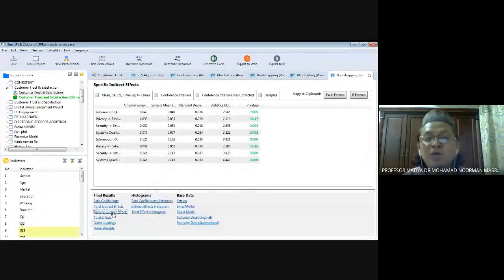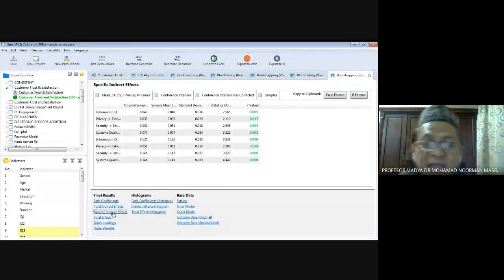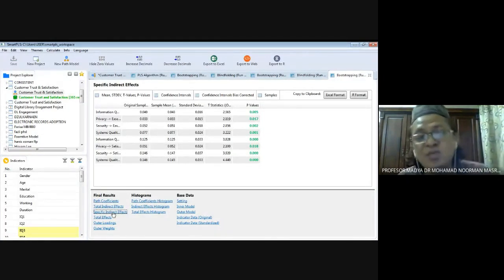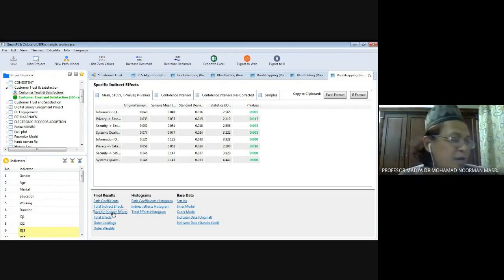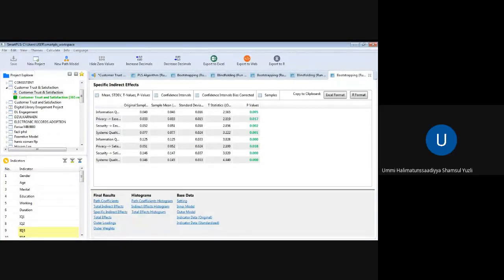Now, if you are using SPSS, this process for determining the mediation effect is quite cumbersome, it's quite difficult. But in SmartPLS, it is so easy, because you click and then you will get the output. All right, so we are done with mediation effect. Can you understand mediation effect, everyone? Yes, Prof.